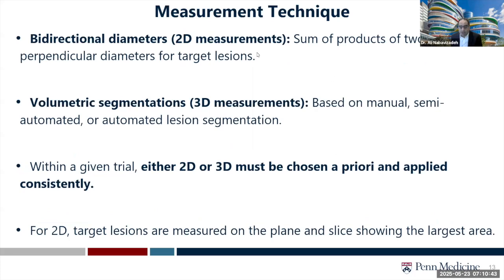In terms of measurement technique, we use bidirectional measurements or 2D measurements, and if there are multiple lesions, we use the sum of products of two perpendicular diameters of multiple target lesions. I'll tell you what a target lesion is in a minute. Volumetric measurements could be manual or semi-automatic or automatic, depending on what's available. And within a given trial, if we choose 2D or 3D, we have to continue with that. And for 2D, the target lesions need to be measured in a plane that has the largest area of the lesion.